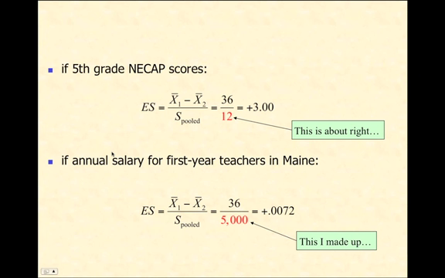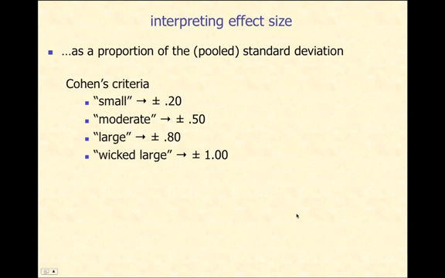But if it's the annual salary for first-year teachers in Maine, where we have $36 of difference, and our pooled standard deviation is $5,000, which is probably about right, but I made it up, now our effect size is plus 0.0072, which is infinitesimally small. Effect size is a proportion of the pooled standard deviation.